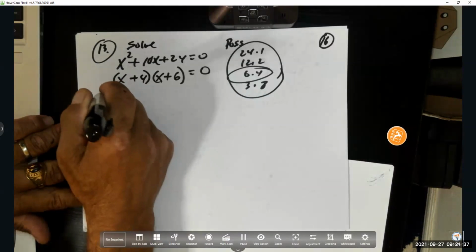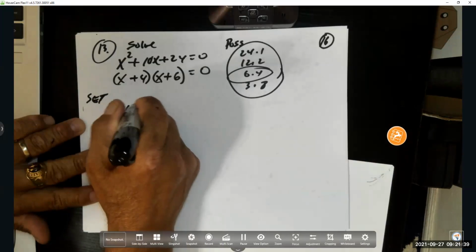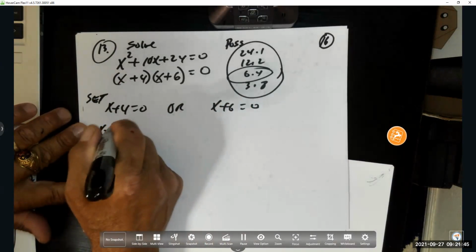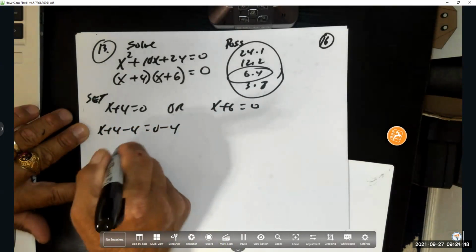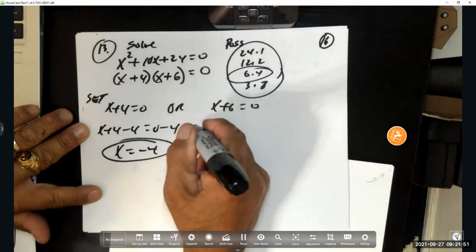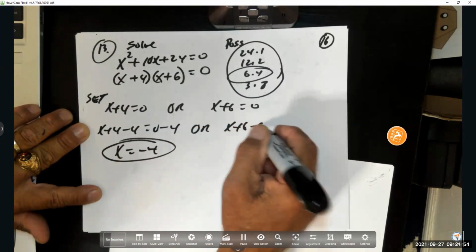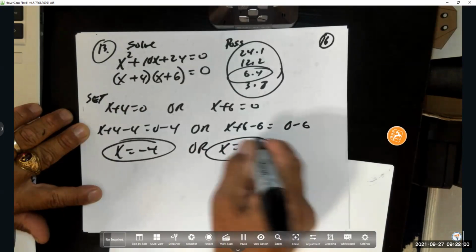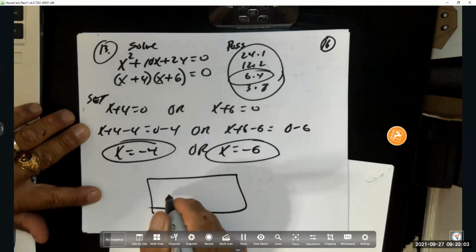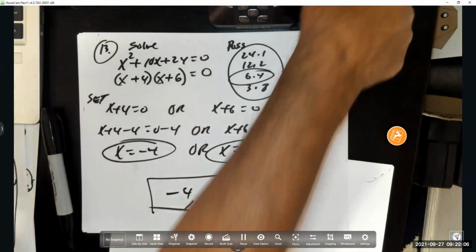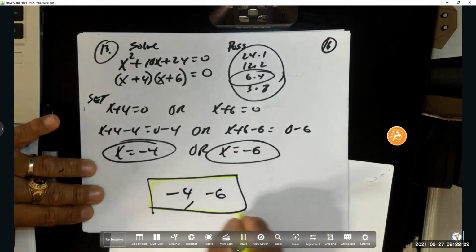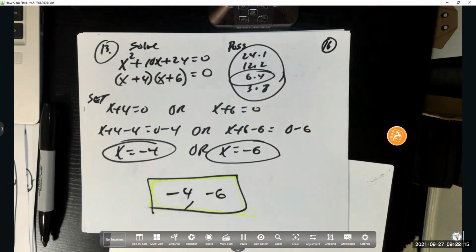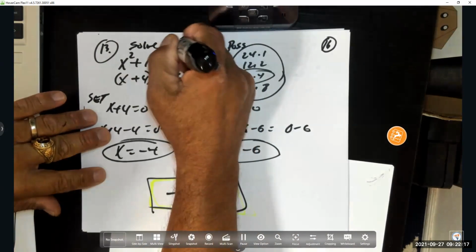So we say, you know what? I know how to do this. X plus 4 is 0, or x plus 6 is 0. So x plus 4 minus 4, that's what we always do. So x is negative 4. I got an answer. Over here, x plus 6 minus 6, or 0 minus 6, x is negative 6. All right, so I got two answers. The answers are negative 4 and negative 6. Does that make sense for the answer block right here? Those are the numbers that work for this problem right here. And this is all by factoring.